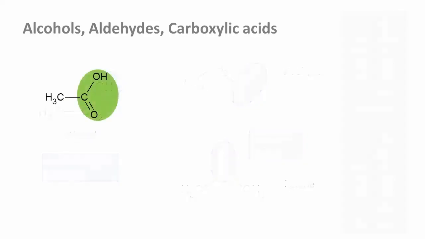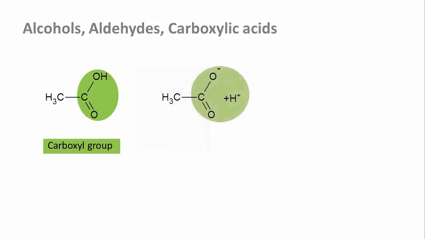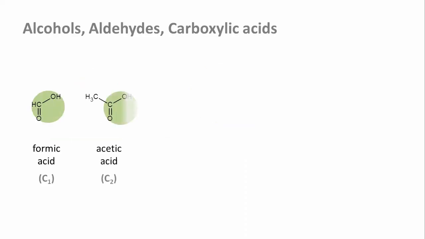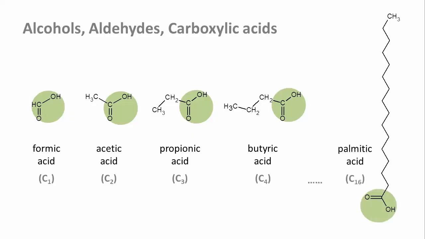Finally, we have the carboxyl group. Any more oxidized and you get carbon dioxide. The hydrogen on this group can dissociate, and this is why molecules with a carboxyl group are acids. The deprotonated group is called carboxylate. You might already know some of the simple carboxylic acids: formic acid, acetic acid, propionic and butyric acid, with 1, 2, 3, and 4 carbon atoms, and maybe some of the longer ones like palmitic acid.